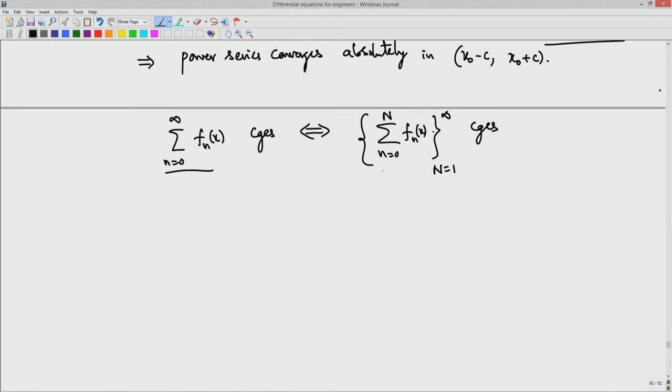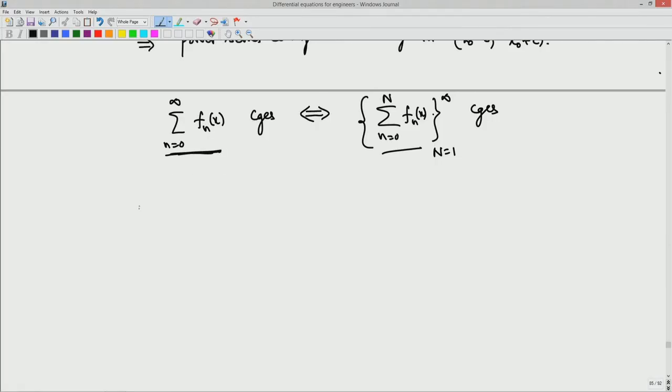So, if these are continuous functions and this convergence is uniform, then the limit of this sequence is convergent. What is the limit of this sequence of partial sums? It is nothing but this infinite sum. Okay. So, if the series sigma f_n(x), n from 0 to infinity, converges uniformly, what is the meaning of uniform convergence? I will just demonstrate with an example.